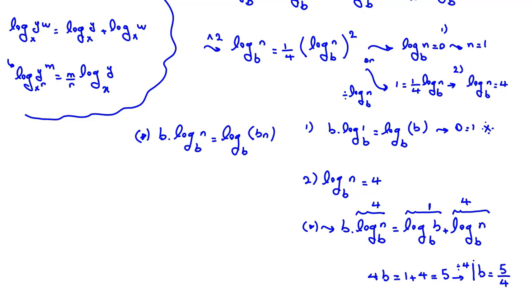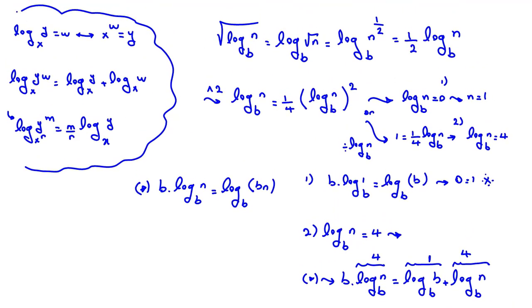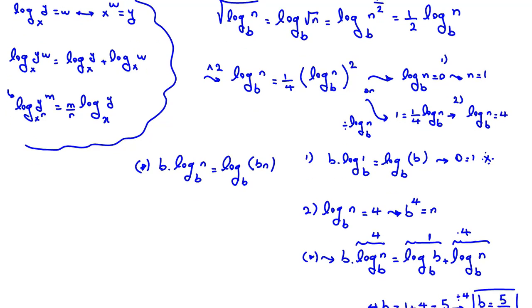We found b. But the problem says find n. From this part, you can conclude by this definition of logarithm. This approach is useful in logarithms: one approach is to change it to an exponential function. You can say b to the power of 4 is n. So b is what?